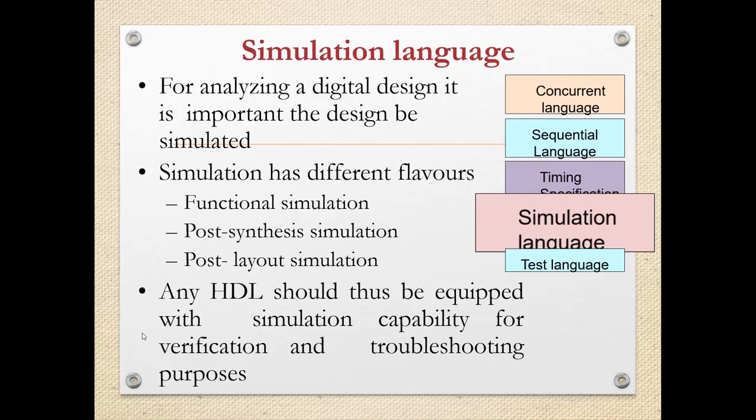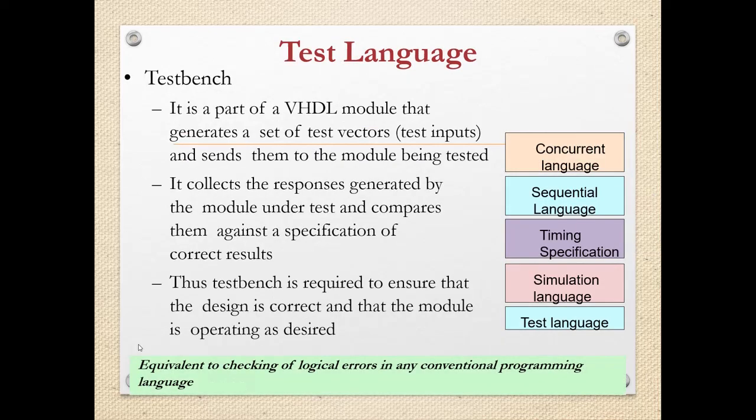Just by entering the design, we can check the functional simulation. Once the design is entered, it is simulated, and then the target device is fixed, we can do the synthesis. After synthesis also we can do the simulation, and after preparing the layouts also simulation is possible. So at different levels the simulation is possible. Any HDL should thus be equipped with simulation capability for verification and troubleshooting purposes, and this facility is available with VHDL. The next feature of VHDL is that it is a test language.